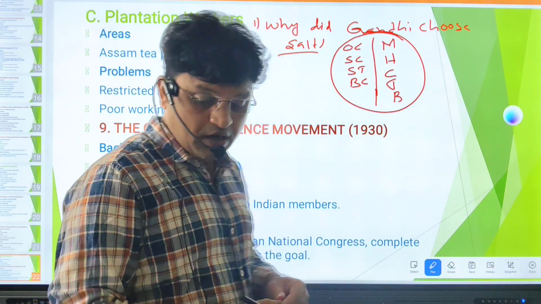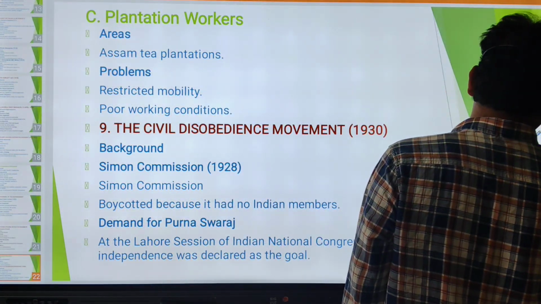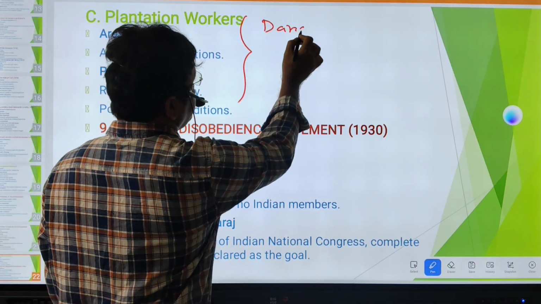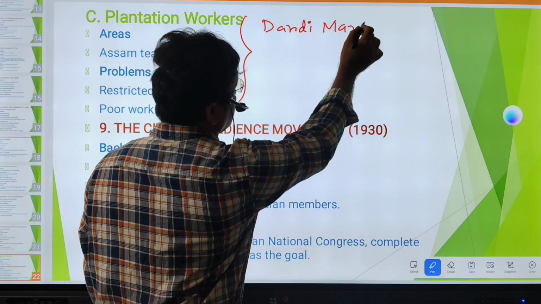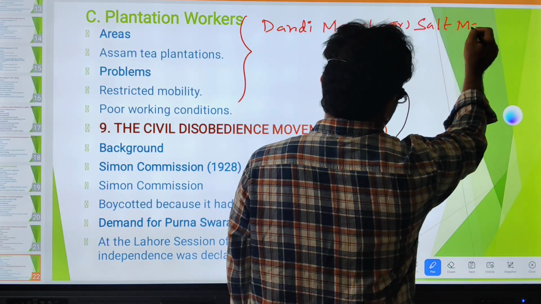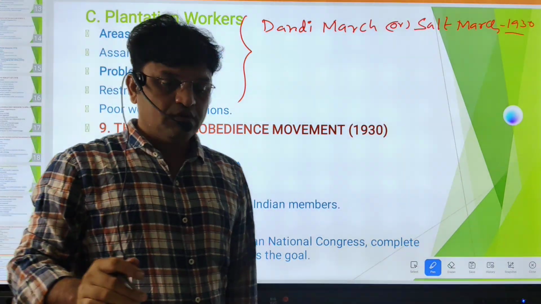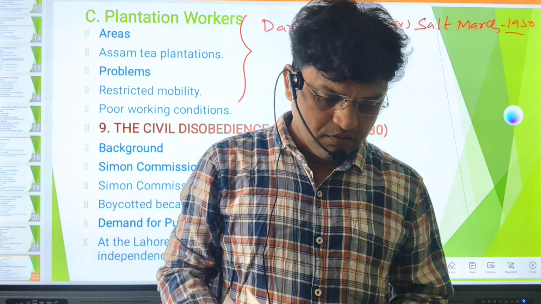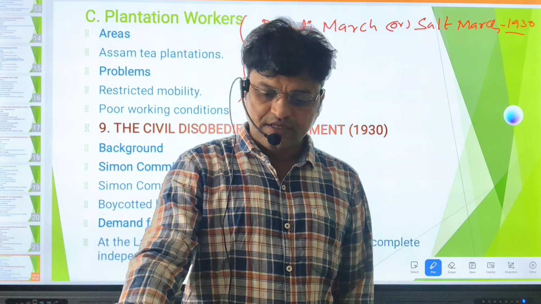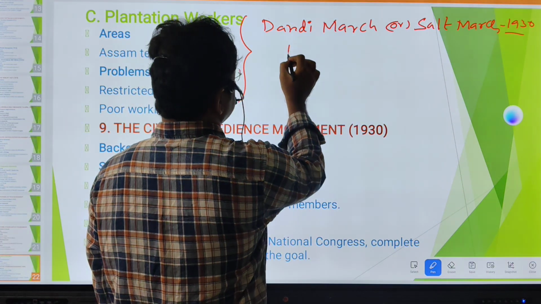On what date did it begin? 12th March. The Dandi March, also called the Salt March. Which year? 1930. So it began on 12th March 1930.